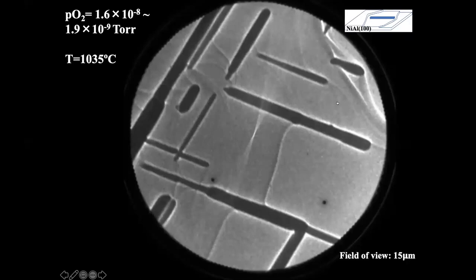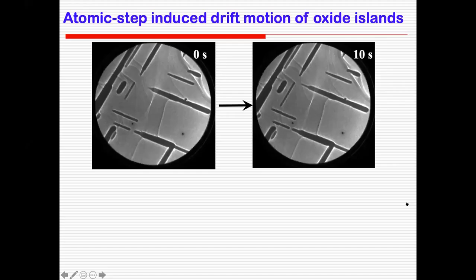So the translation motion is not caused by some fluid feature. It's related to something happening in the solid phase, something happening at the growth fronts, this end and this end. If we look carefully, the length of the oxide is almost the same or relatively constant, so the oxide keeps the same size. But this end and this end show different behavior.